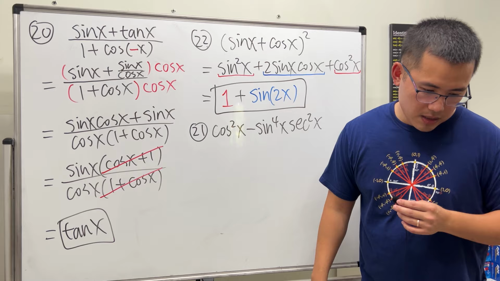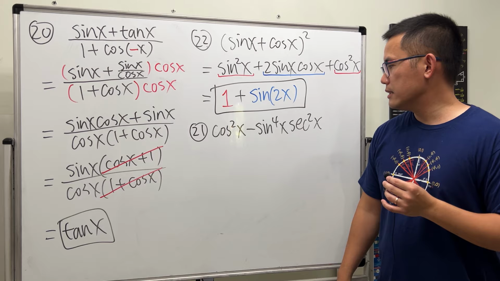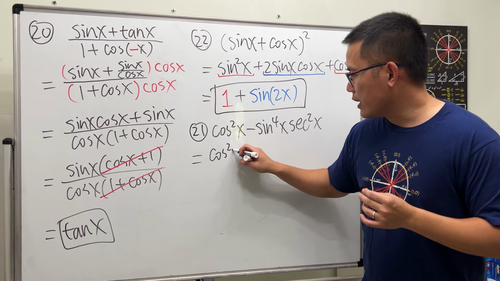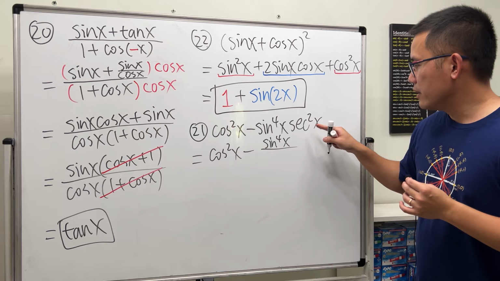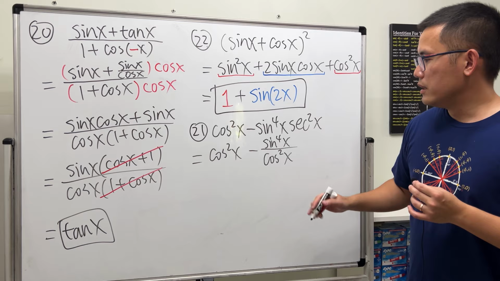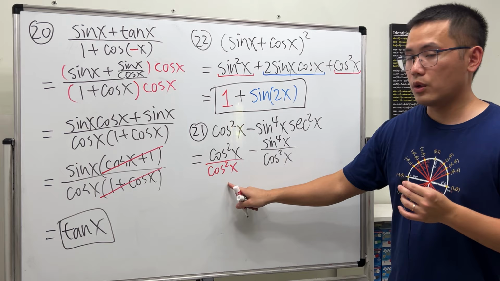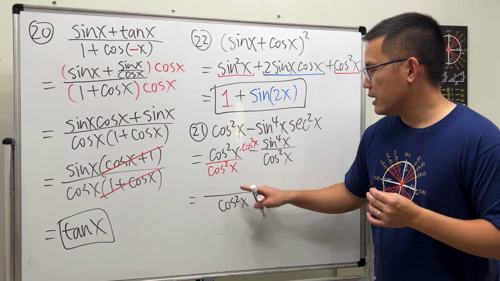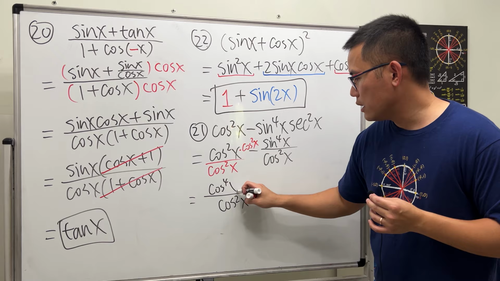Okay, let's see what we can do with this. So let's just rewrite this as 1 over cosine squared, right? So here we go. We get cosine squared x minus, this will be on the top, over this guy becomes cosine squared x. That being said, let's go ahead and get a common denominator. So I need to multiply the cosine squared x here as well. So we get the same denominator, which is cosine squared x. For the top, this times that is cosine to the fourth power, and then minus sine to the fourth power x. So that's what we have.